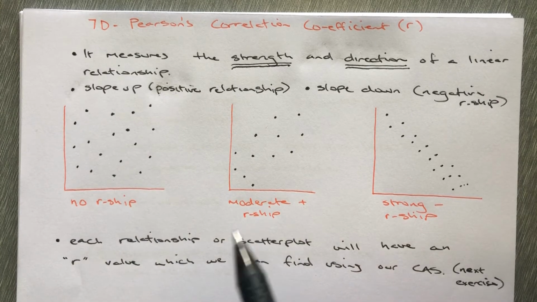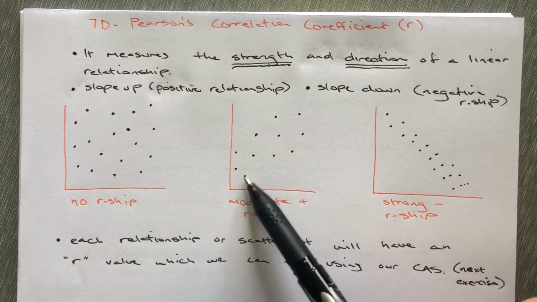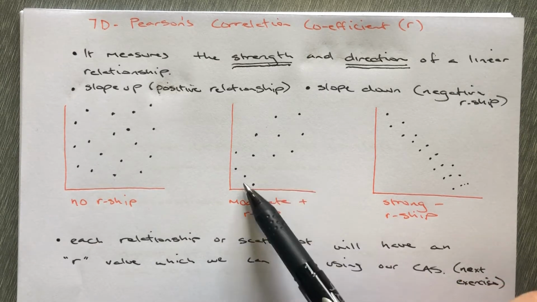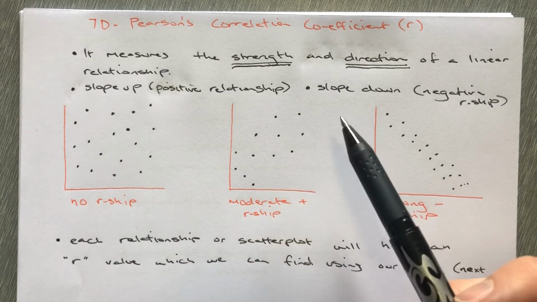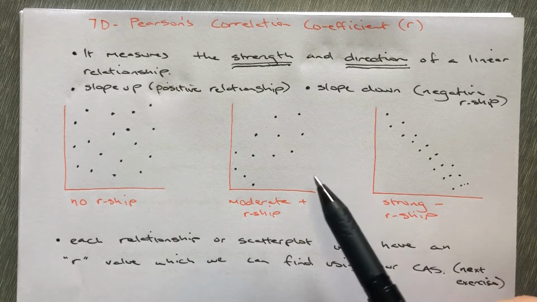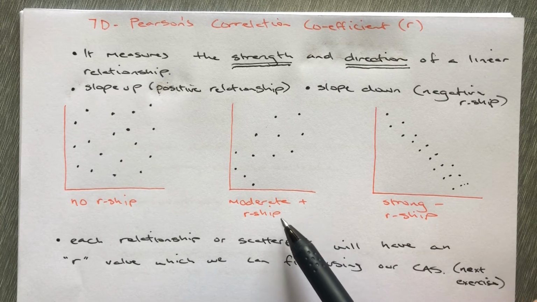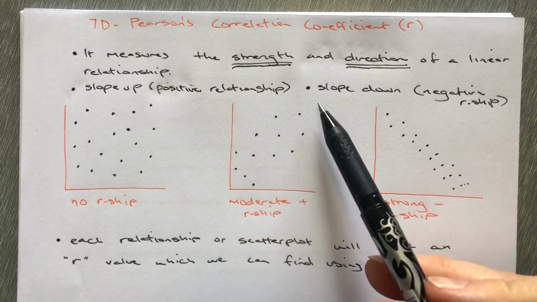But if we look at this next one here, can you see how it's pretty loose, but these dots sort of form a bit of a line that's going upwards like that? It has an upward slope. Now, it's not a perfect relationship because they are spread out a fair bit. So I'd probably say this relationship here is a moderate positive relationship. Positive because it's sloping upwards.